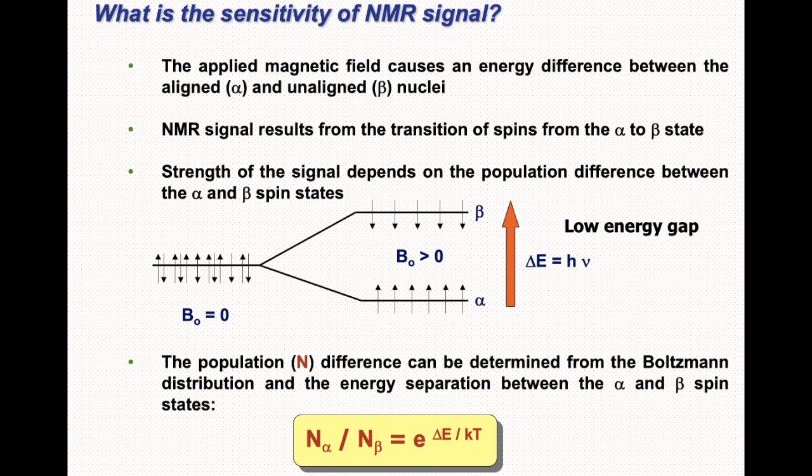Another approach is to reduce the temperature, so that the population again increases in the alpha spin state and decreases in the beta spin state. We can understand this by the famous Boltzmann distribution law. Therefore, the NMR signal sensitivity can be increased by increasing the applied static magnetic field. In order to enhance the signal sensitivity, commercially available NMR spectrometers use higher and higher magnetic fields, and because of this the dimensions of the NMR spectrometer keep on increasing.